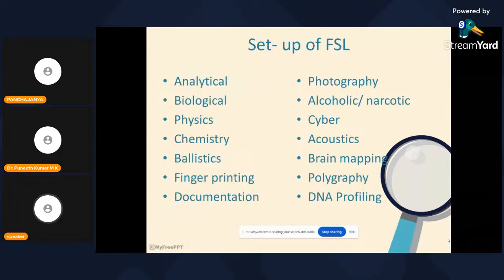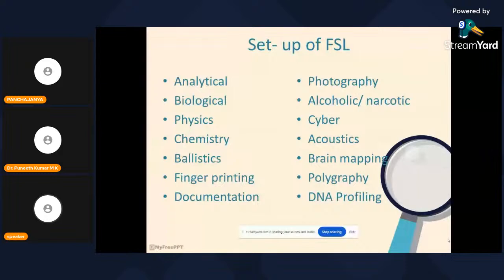Acoustics will be helpful in voice detection and brain mapping. If a person is lying, the variations seen in the brain, based on the study of those variations, give what is called brain mapping. Based on that, the evidence, or what is going on in the person's mind, can be identified and detected.